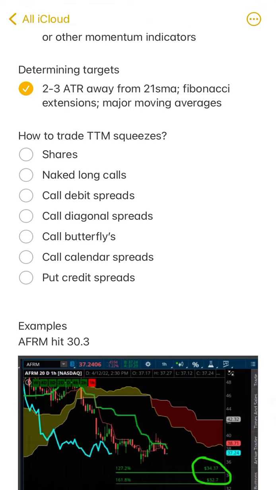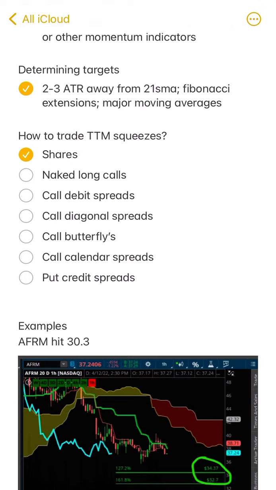Meaning, like, what instruments are you going to trade them with, right? So you can just do straight shares, right? Which, I think I kind of listed these in order of priority, right? So shares kind of trumps everything, right? Just because you don't have to mess around with time decay or anything like that, right? You don't have to mess with the Greeks, none of that, right?